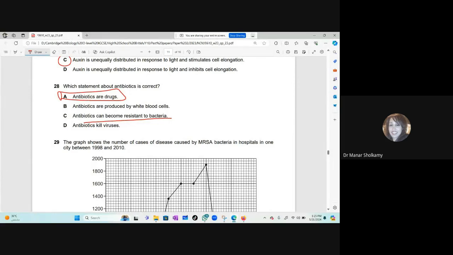It's not the antibiotic, my dear, that becomes resistant to bacteria. Bacteria can become resistant. It's the bacteria that become resistant, exactly. Okay? Be careful.